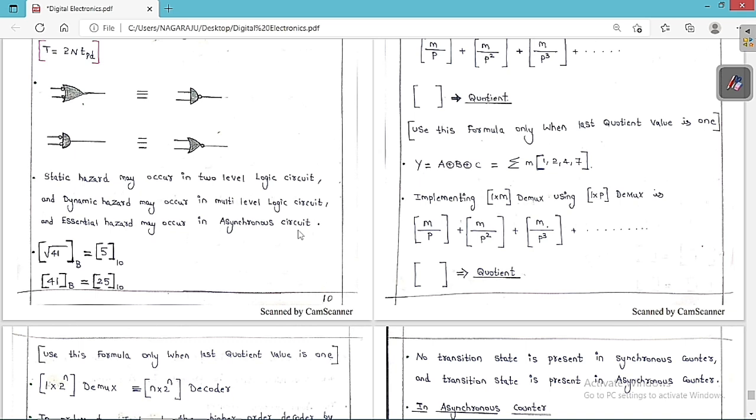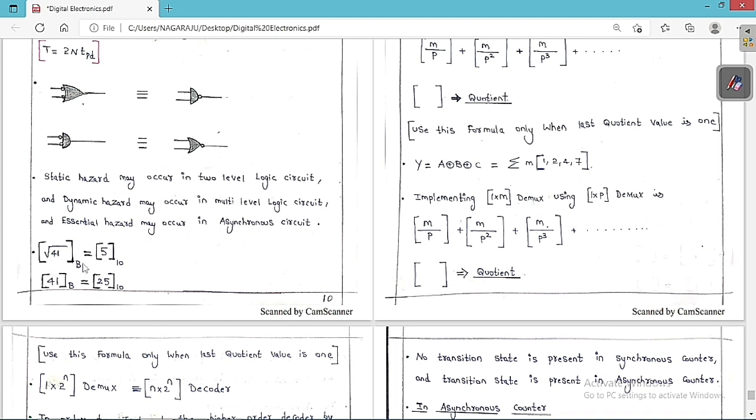So static hazard may occur in the two-level logic circuit, dynamic hazard may occur in the multi-level logic circuit, whereas the essential hazard may occur in the asynchronous circuit.